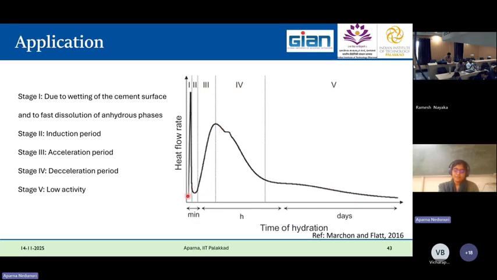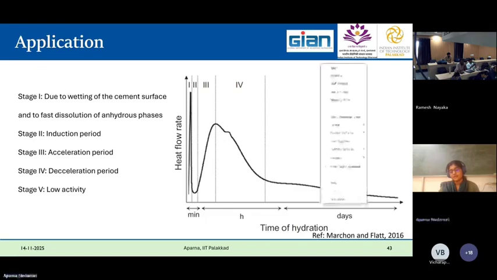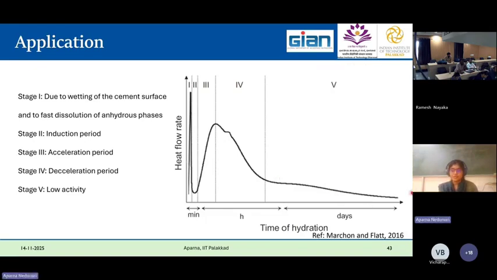Initially, what is happening? Immediately, there is an increase in heat flow rate. Then again there is a reduction in heat flow rate. Now there is a constant heat flow rate for a certain duration. After some time, again there is an increase in heat flow rate. Then again there is a small bump over here. Then there is a decrease in heat flow rate. And then there is a constant or a slow decrease in heat flow rate.